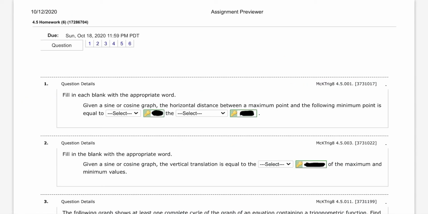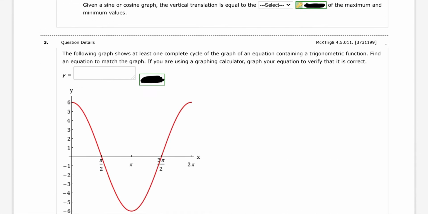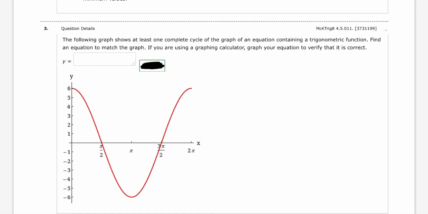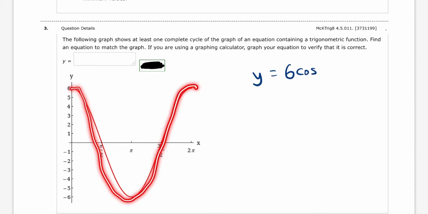Let's take a look at the homework. Okay, we'll start with number 3. Number 3, so since this one starts at the top, that means that's going to be a cosine graph. Sine starts at 0, cosine starts at a. So this has to be a cosine. And because it's going all the way up to 6, that means we're going to have a 6 here in front as a coefficient. And the period is 2 pi.